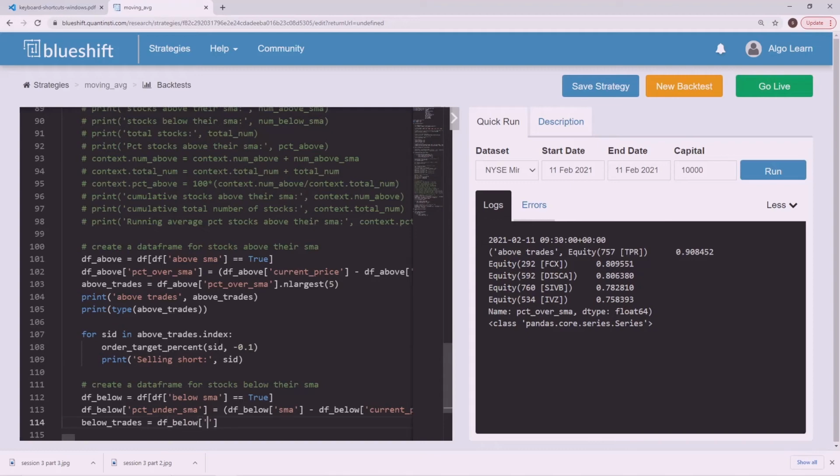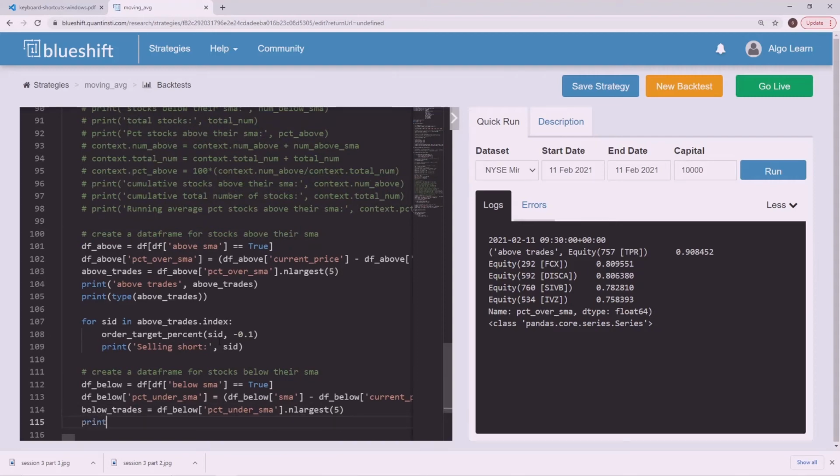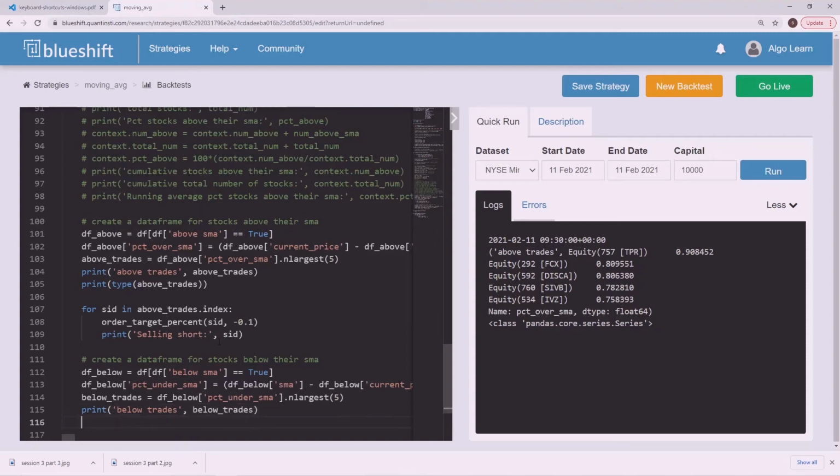And there's our column that we want to rank and get our top 5 under SMA. We're going to do the largest percentage below. I'm going to take the top 5 there. And then let's print below trades. We already know it's going to be a series, so I won't bore you with that. Let me go ahead and pound this one out.